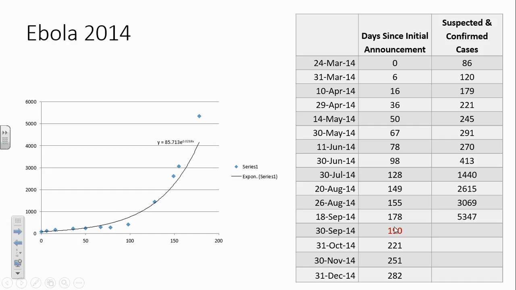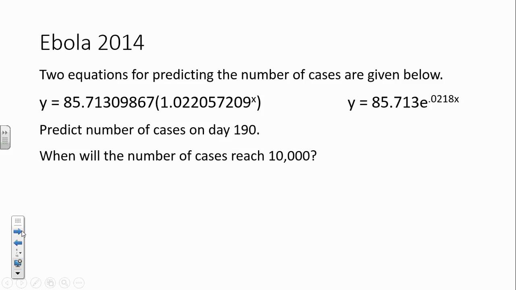The equation in Excel is a little less cumbersome. I'll show you what it looks like, and it's actually on your sheet. The Excel equation was y equals 85.713 e to the 0.0218x, so fewer decimals. The equation that came from my graphing calculator was 85.7130987 times 1.022057209 to the x power. And those were the curves of best fit that modeled this particular outbreak at that time.